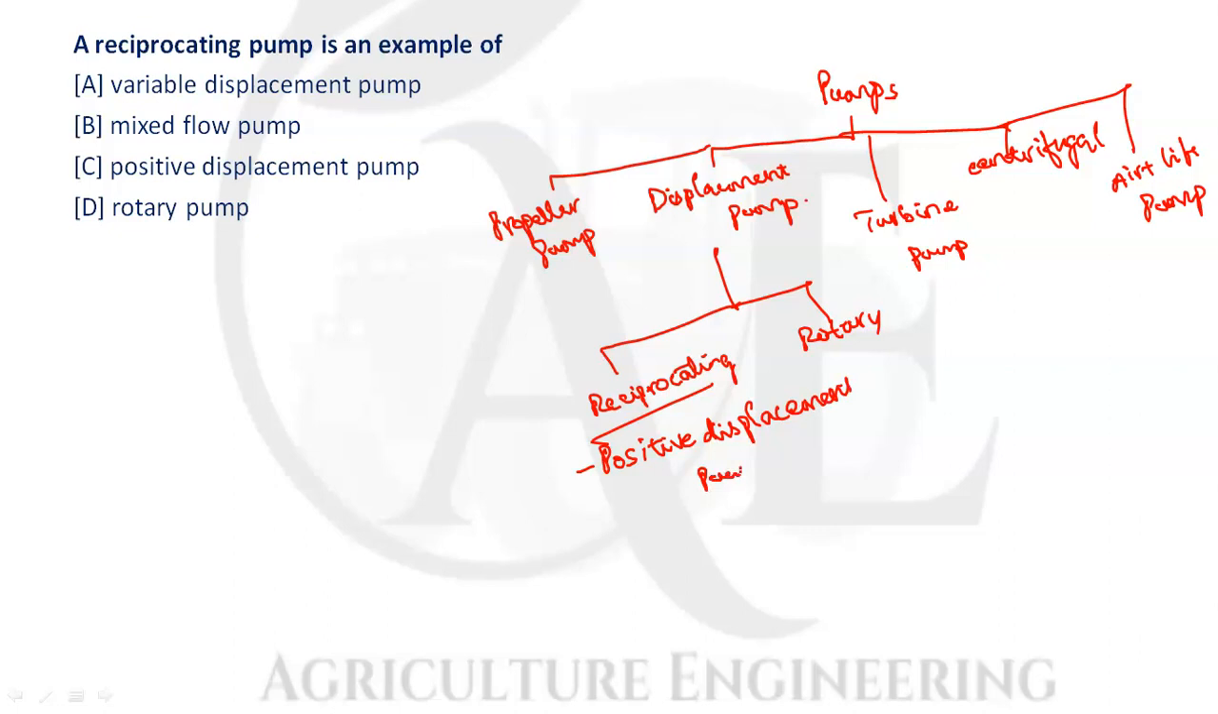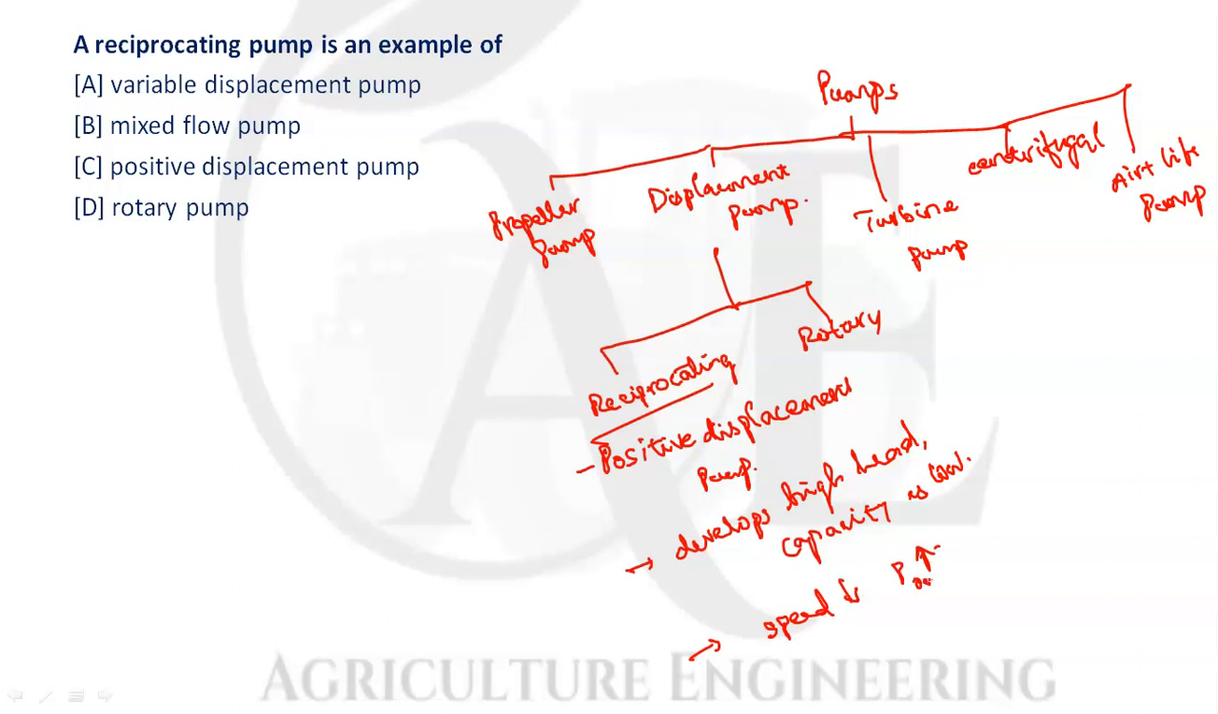So this reciprocating pump develops high head, but the capacity is lower. Actually, the speed of the reciprocating pump is low when compared to the other sorts of pumps. So the speed is lower and the power required is high in a reciprocating pump. So for this question the correct option is option C, positive displacement pump.